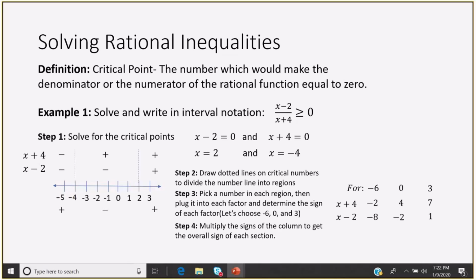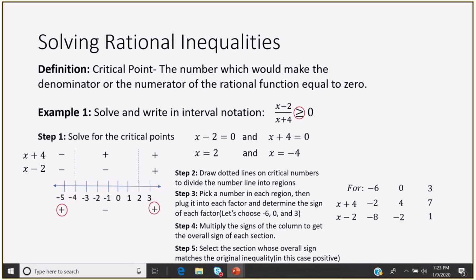Now, we did this long and involved process, and I probably should have explained why we're doing it, so I'm going to do that right now so we can tie everything together. The question is asking, when is x minus 2 over x plus 4 greater than or equal to 0? Well, I determined the behavior of each of these regions, and I want to know when that is bigger than or equal to 0. So I look back at my number line. It's bigger than or equal to 0 in two spots: everything less than -4 and everything bigger than 2.